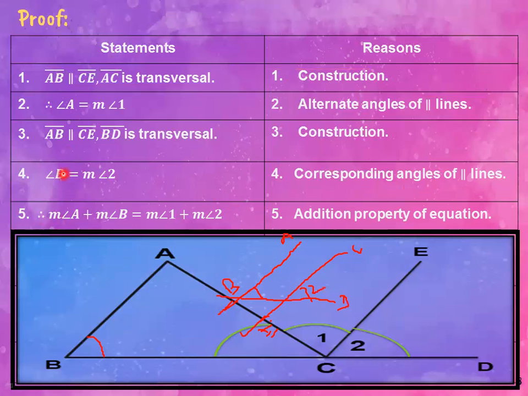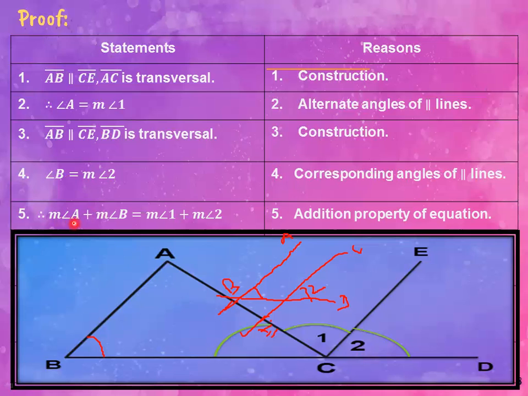Now we are going to equalize the right side with the left side. So here you have angle A and angle B. The measurement of angle A plus the measurement of angle B will be equal to the measurement of angle 1 plus the measurement of angle 2. Addition property of equation. Obviously, if A is 60 degrees, then 1 will be 60 degrees. B is 20 degrees, so angle 2 will also be 20 degrees.